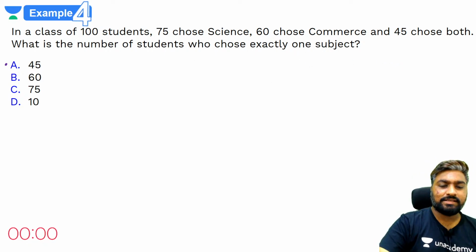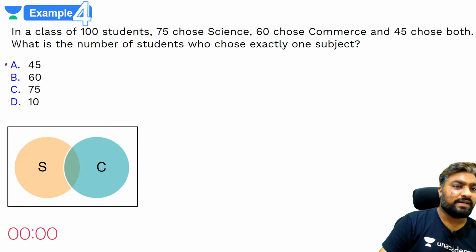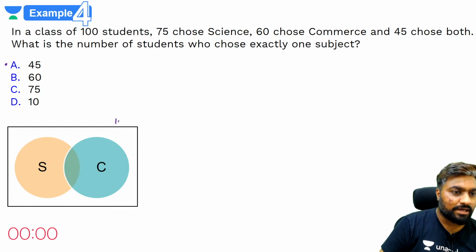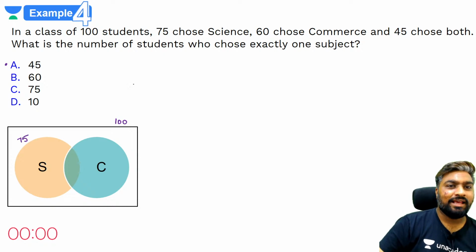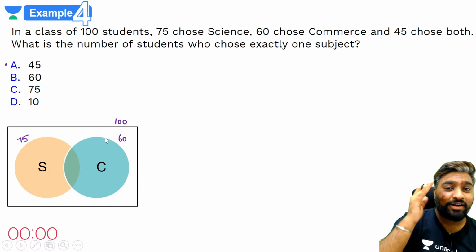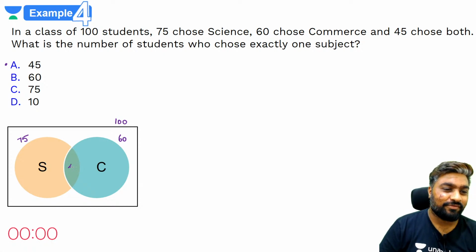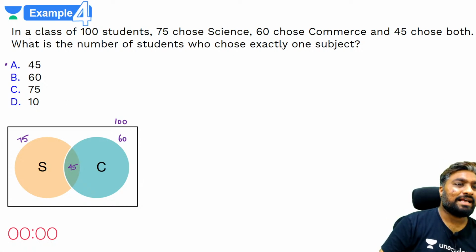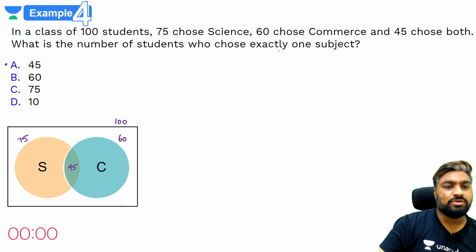Alright, so let's look at this. What is it saying? In a class of 100 students, total how many? 100 students, universal set. 75 choose science, so sad for them. 60 choose commerce, even worse. 45 choose both. They're asking what is the number of students who choose exactly one subject.